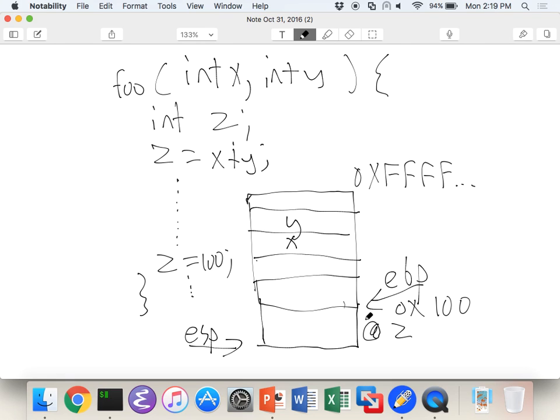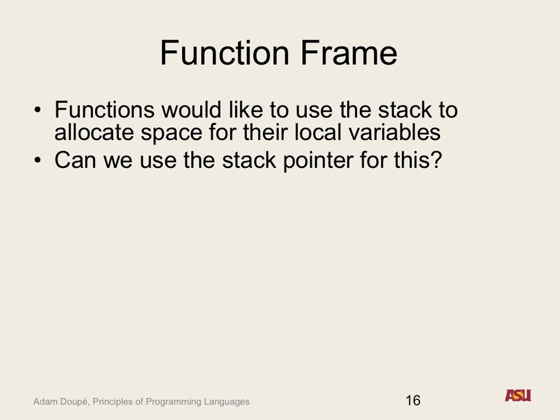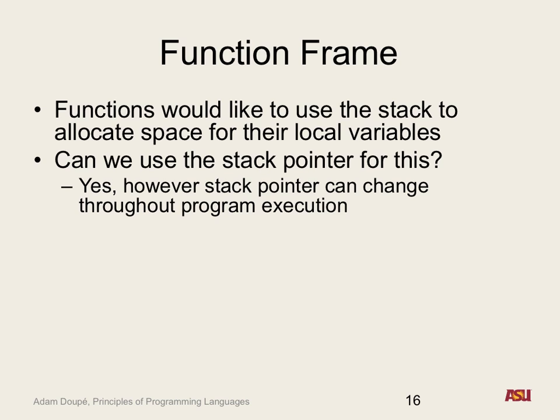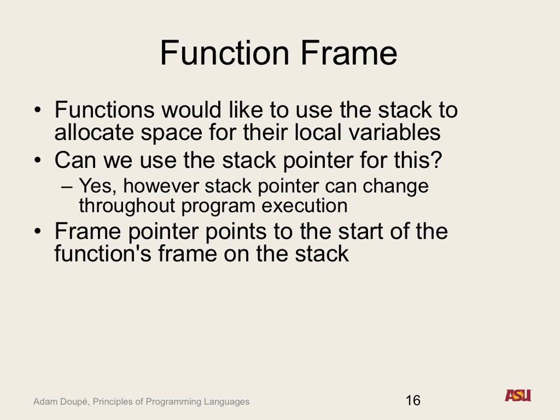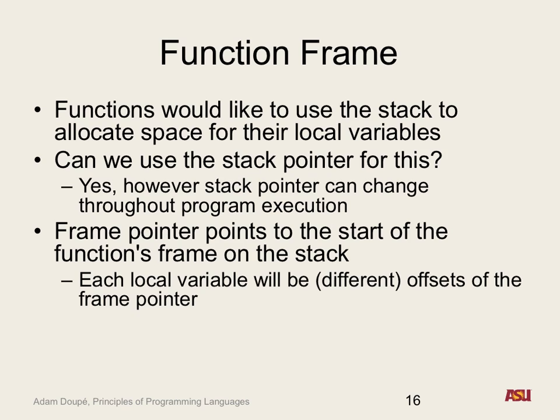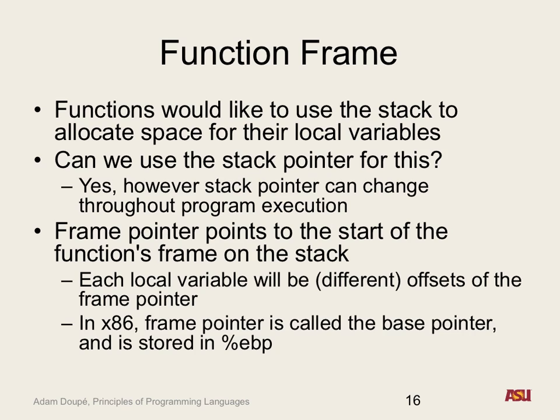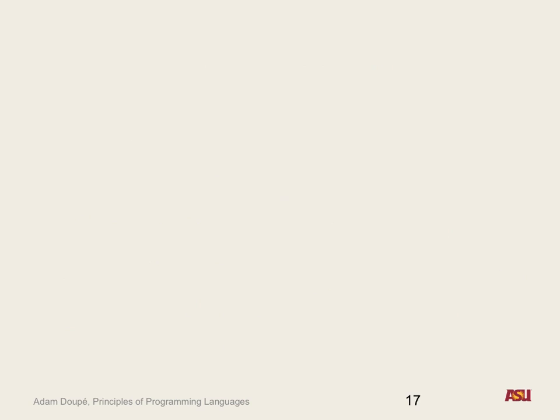Okay, let's look at this in more detail. Cool. So, we just said we can't use the stack pointer, right? Because the stack pointer is going to change. We can't refer to our local variables based on a stack pointer that can change. We want to refer to them based off of a fixed location. So, the frame pointer, the base pointer, is going to point to the start of the function's frame on the stack, and then each local variable will be at different offsets. So, in x86, it's called the base pointer, and it's stored in the register EBP, as we just saw.